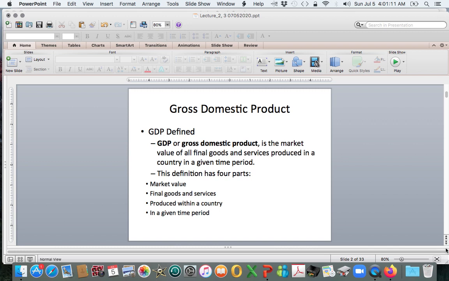All right, what is gross domestic product or GDP? GDP is defined as the market value of all final goods and services which are produced within a country in a given time period. Please notice here this definition has 4 parts.